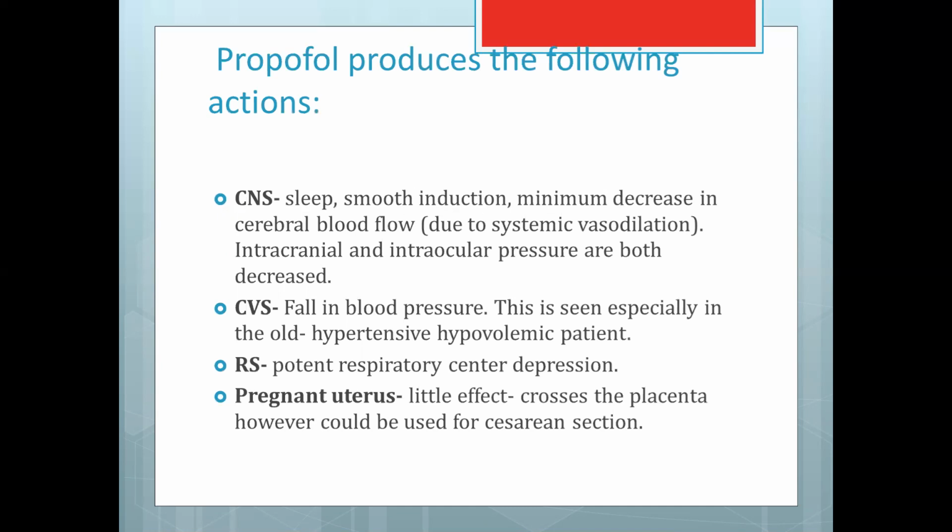In the central nervous system, it causes sleep, smooth induction, minimum decrease in cerebral blood flow due to systemic vasodilation, and intracranial and intraocular pressure decrease. Cardiovascular system, there is a fall in blood pressure. This is seen especially in the old, hypertensive, hypovolemic patient. Respiratory system, it's a potent respiratory depressant. Pregnant uterus, it has little effect on that; however, it crosses the placenta, but it can be used for cesarean section.